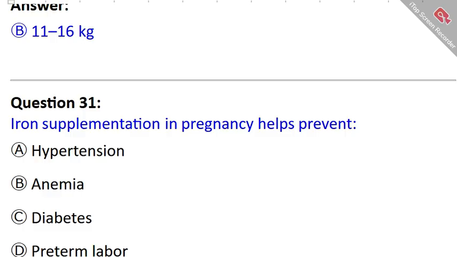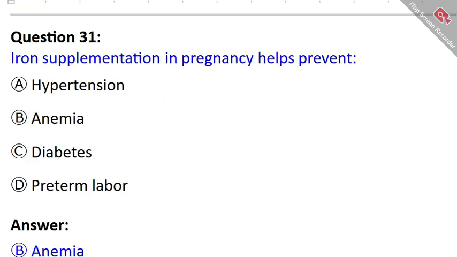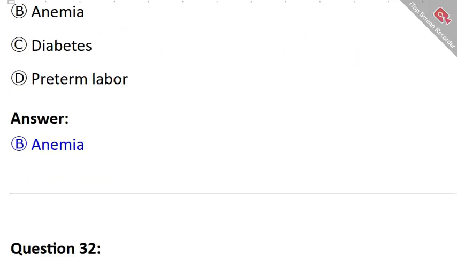Question number 31. Iron supplementation in pregnancy helps prevent. What does iron do in pregnancy? Which condition does it prevent? The correct answer is option B, anemia. In pregnancy, iron supplementation helps in prevention of anemia. Let's move to the next question.